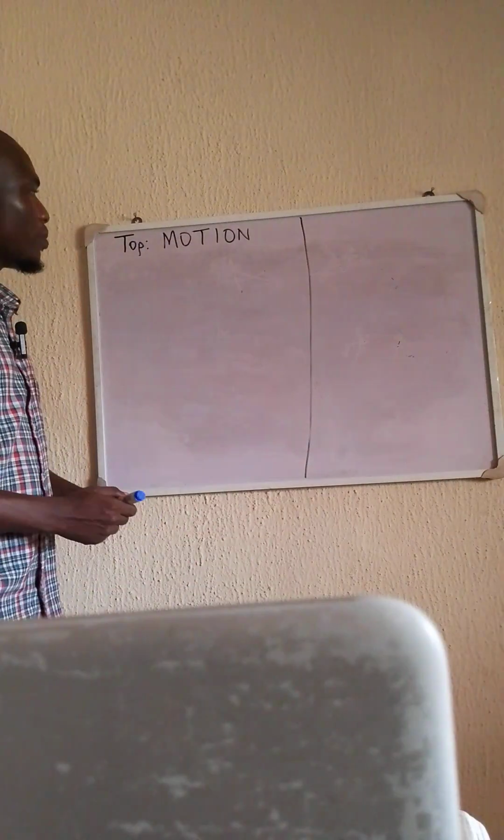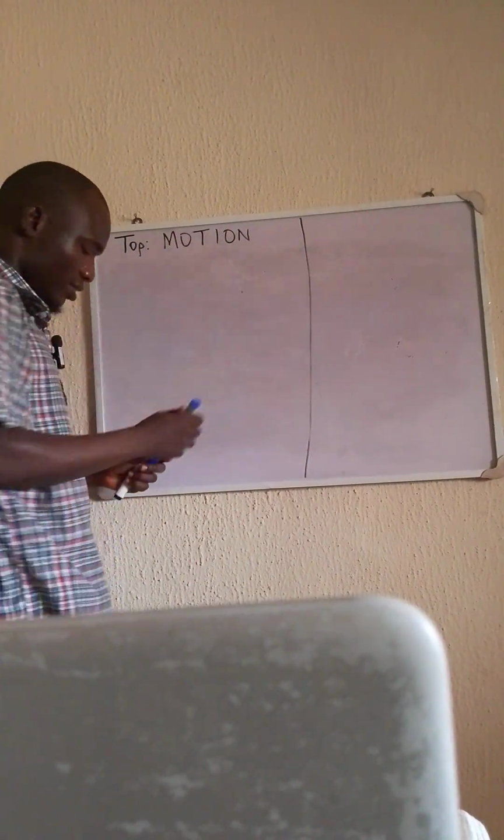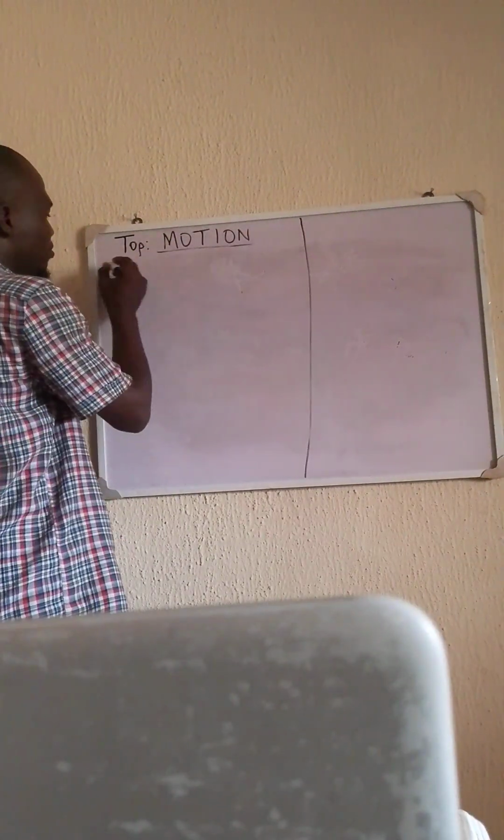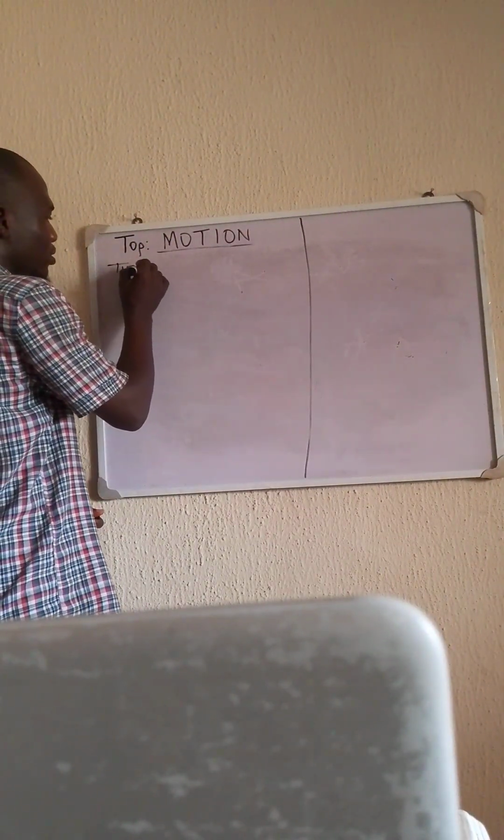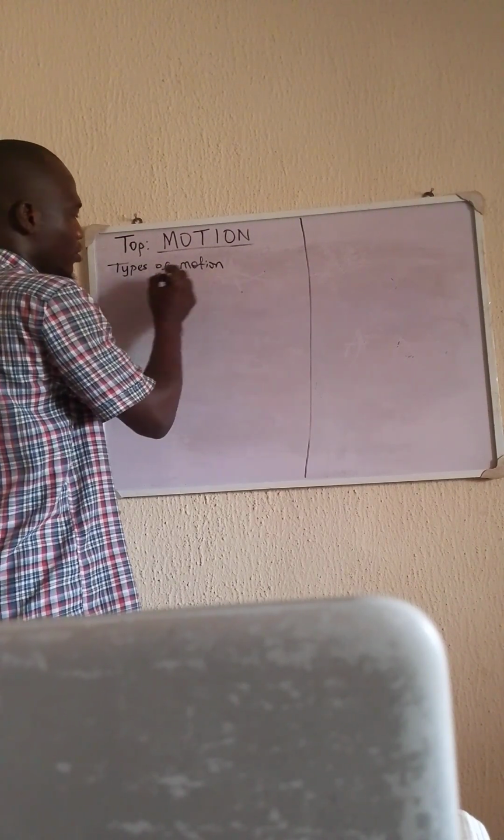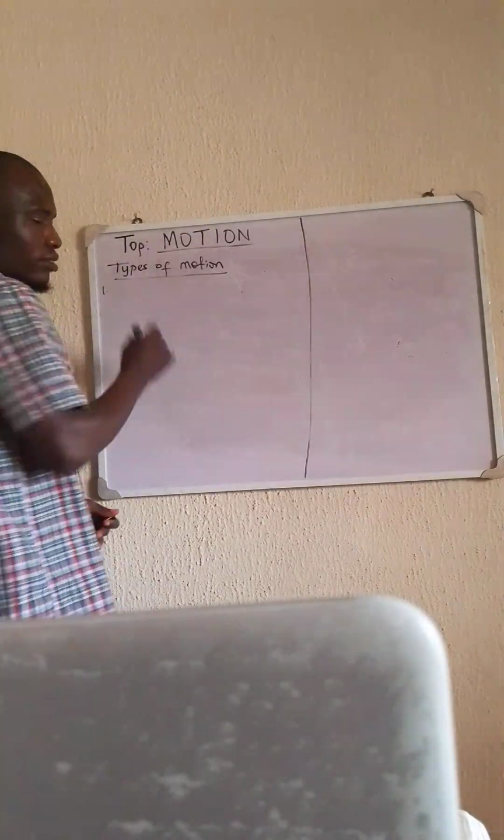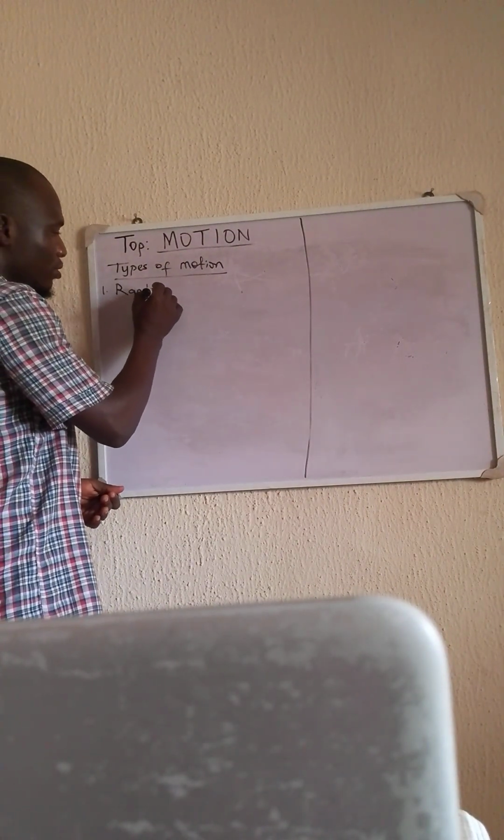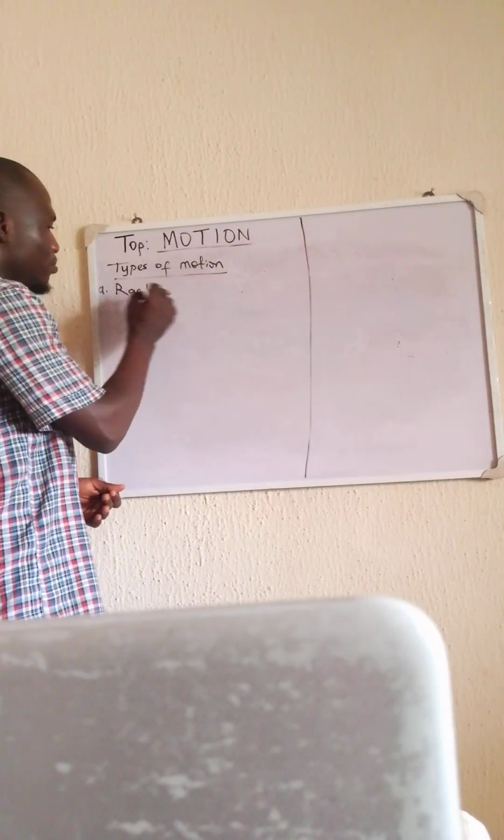Motion is the process by which a body moves from one place to another. Okay, that's correct. So now we are going to be looking at types of motion. The first one is random motion. Let's just say A, random motion.